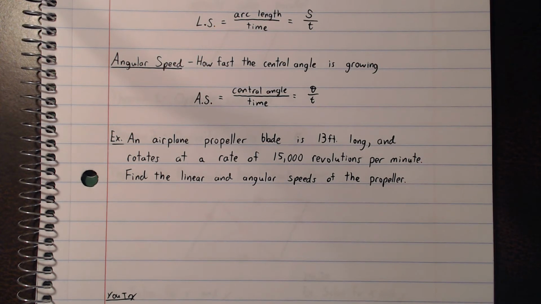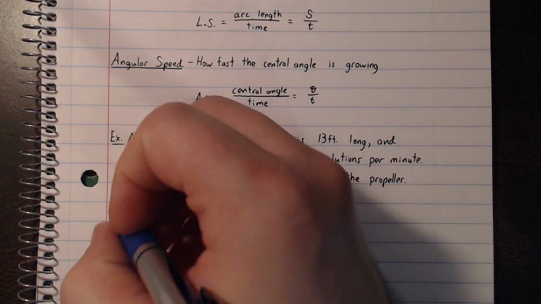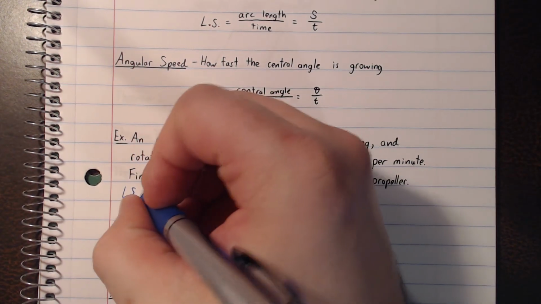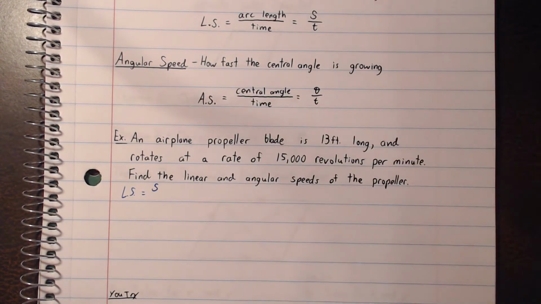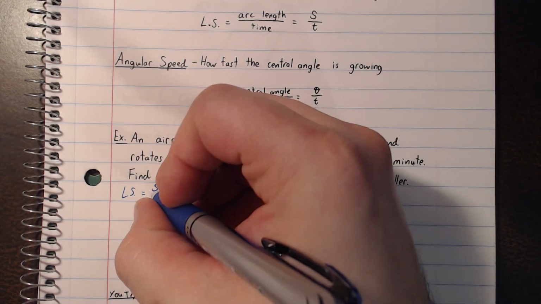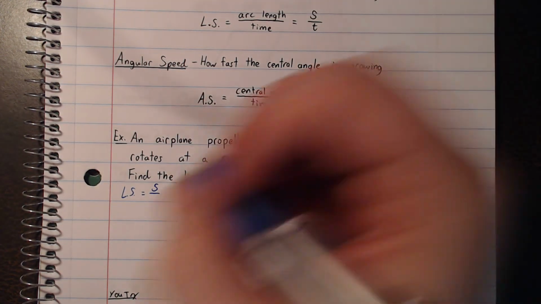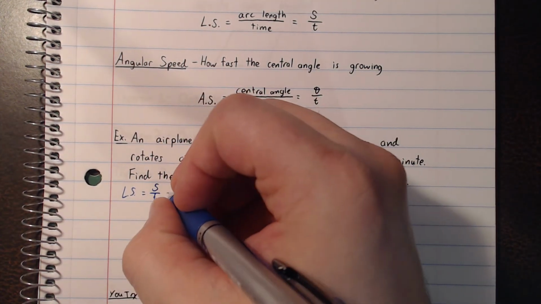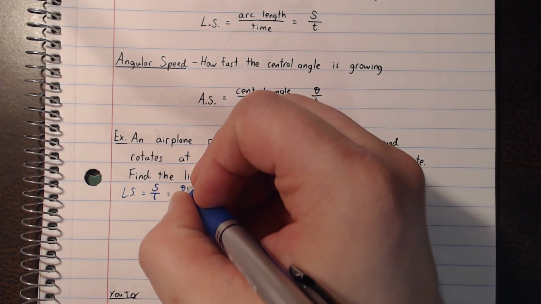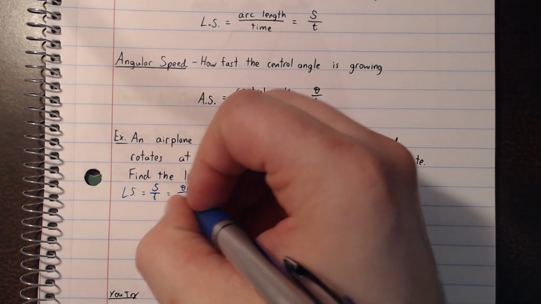So linear speed, we'll start with that. We know linear speed is going to be arc length divided by time. And we said that arc length is going to be theta times radius over time.